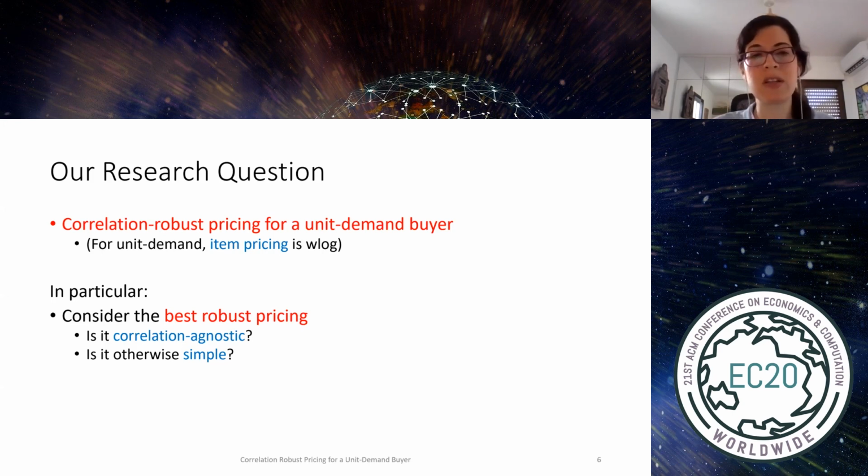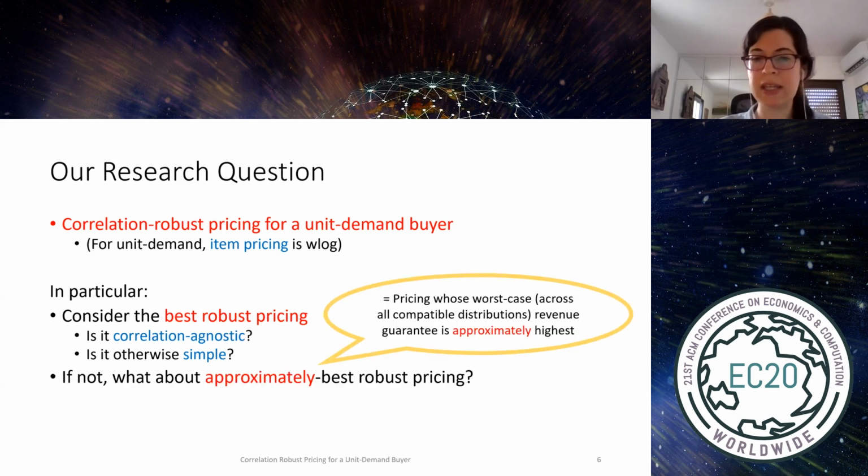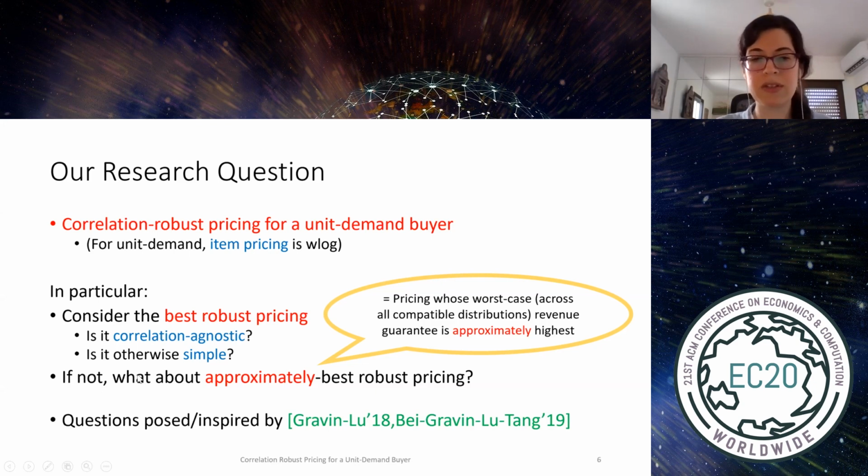Okay, so in particular, the questions that interest us are: consider the best robust pricing. Is it correlation agnostic? Is it somehow otherwise simple? And if not, what about approximately best robust pricing, by which I mean the pricing whose worst case revenue guarantee, again, across all compatible distributions, is approximately highest. These questions were posed and inspired by two recent papers by Gravin and Liu and by Gravin and Liu and Tang. These papers, however, are not for a setting with unit demand, but other settings.